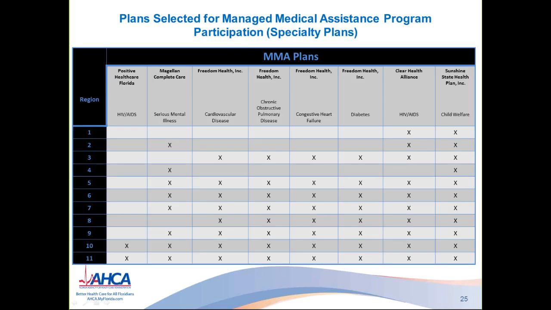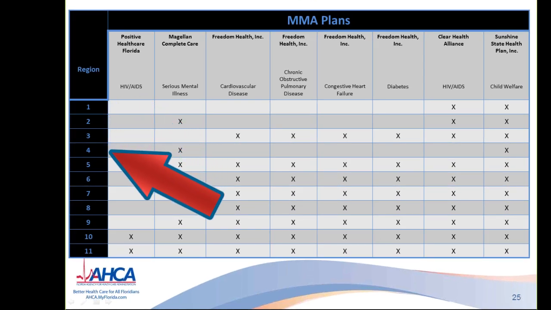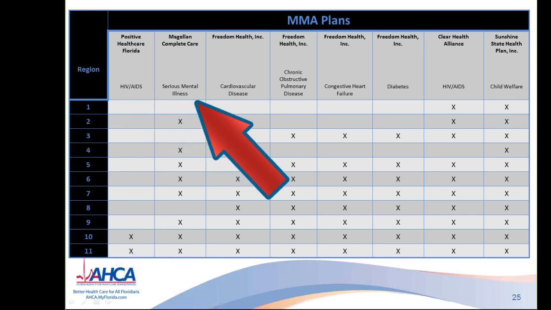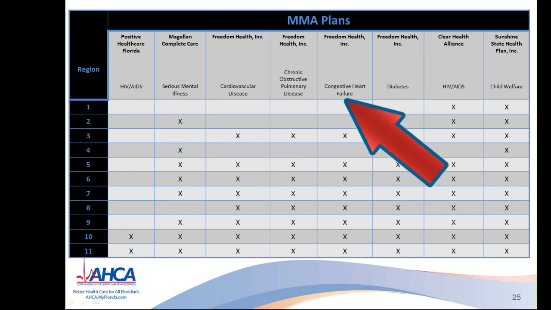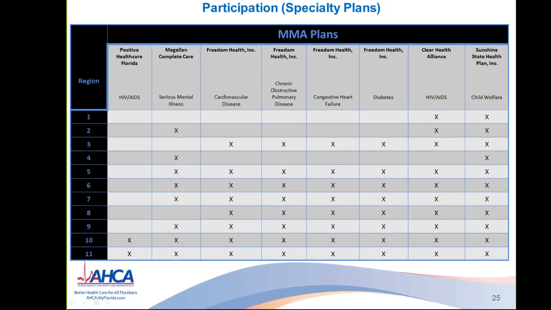Now, in terms of our specialty plans, this slide will depict where the specialty plans are going to be available to serve recipients by region. Again, the region is on the far left column, the first column that's there, and then as you go across from left to right, you'll see the name of each of the plans that are available, and then you can see the regions they will serve members.